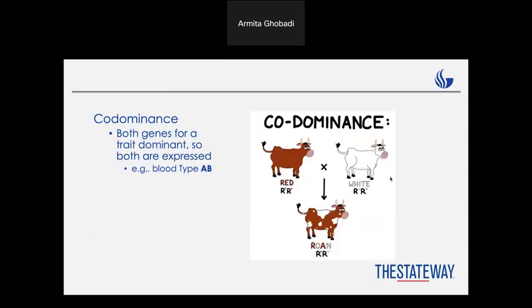Another term is codominance, whenever both genes for a trait are dominant. Here is an example. You can see a red cow, you can see a white cow, and when the red and white genes are co-dominant, we can see a red-white cow, which is crazy. It is all about codominance. Same goes for blood type AB. We have A blood type, we have B, but sometimes we have AB blood type.